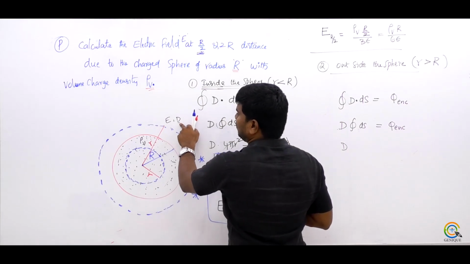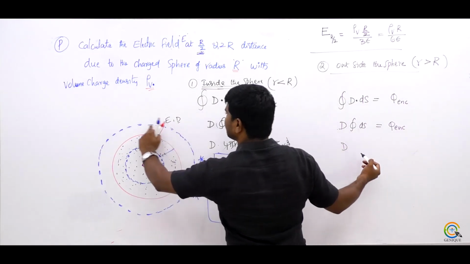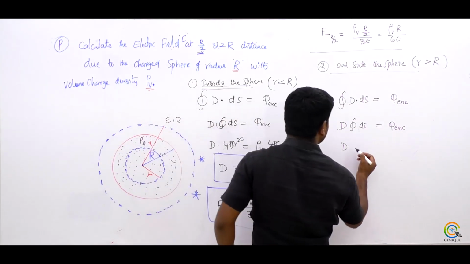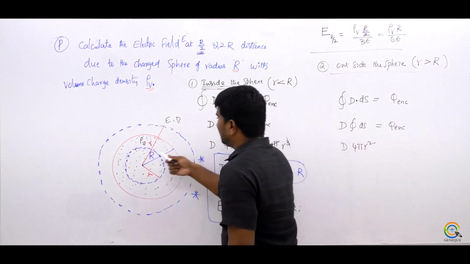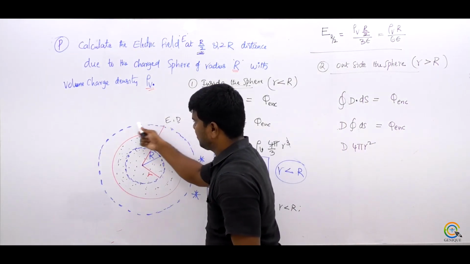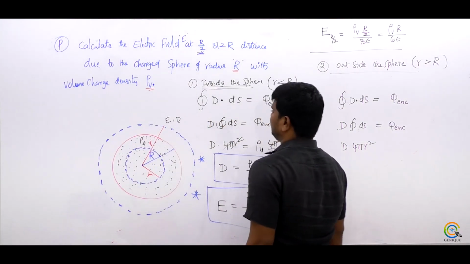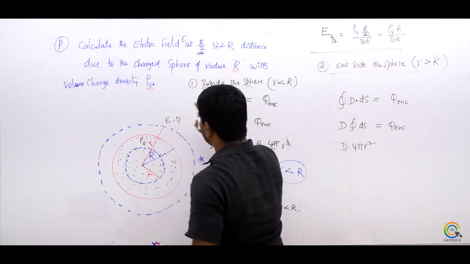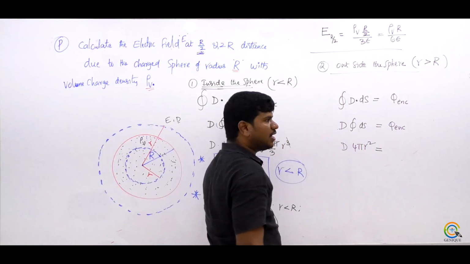Next, what I have to do is find the surface area of this Gaussian surface. What is the surface area of this Gaussian surface? It is 4 pi r square. This is r. Now this will be equal to the charge enclosed in the volume.